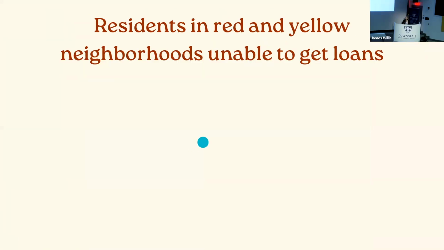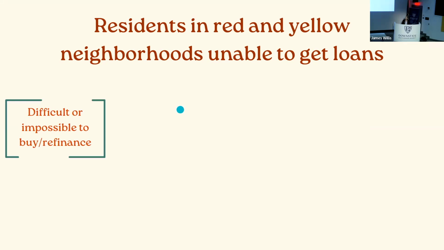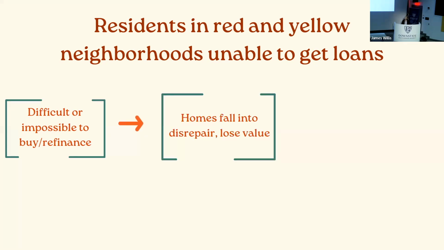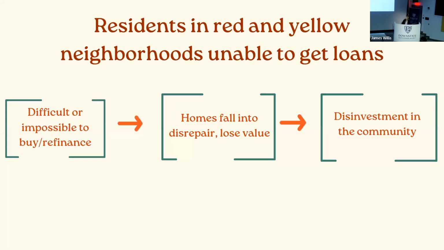So what does this mean? What effect does this have? This means that people who live in red and yellow zones are virtually unable to get loans, predominantly Black and minority communities. This makes it virtually impossible to buy a new home, to refinance your home. This creates stifled home ownership rates among minority and Black populations. This leads to homes falling into disrepair, property values decrease in these neighborhoods, and ultimately you see disinvestment in the community. Because property values decrease, these neighborhoods are considered undesirable.